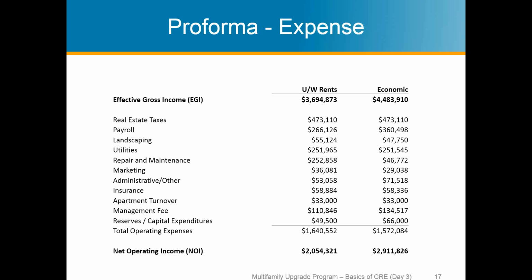But ultimately what we care about is that our net income has increased from today's pro forma to our economic pro forma by about $860,000. So that's a significant increase.